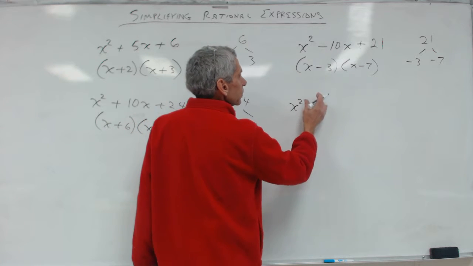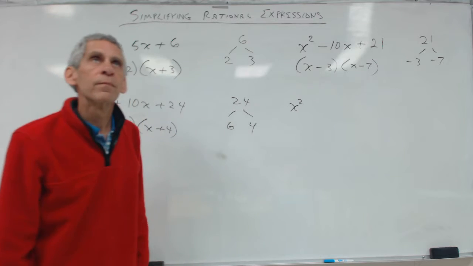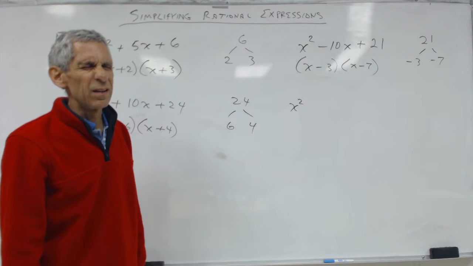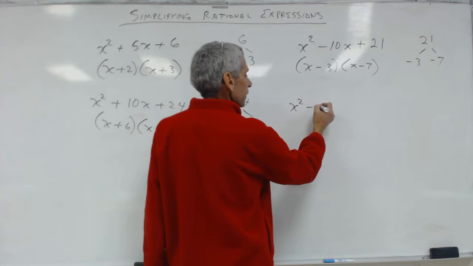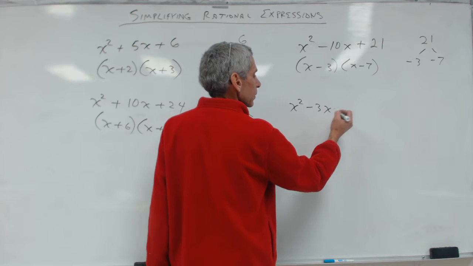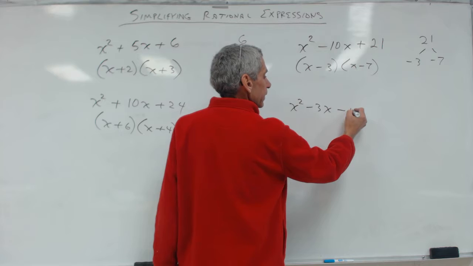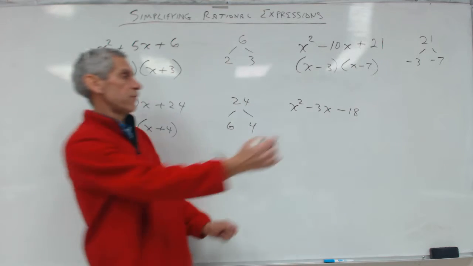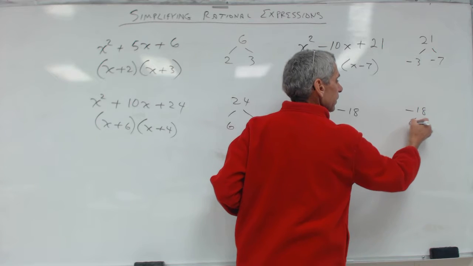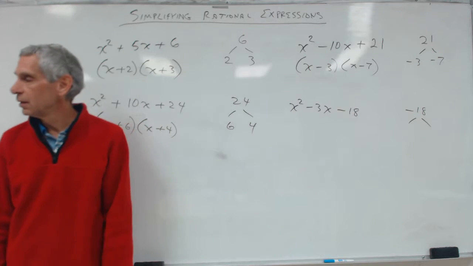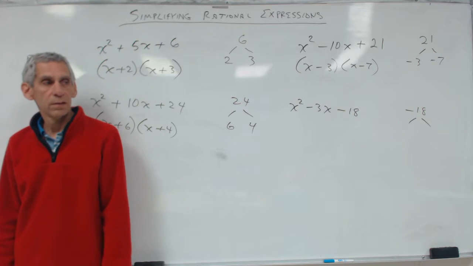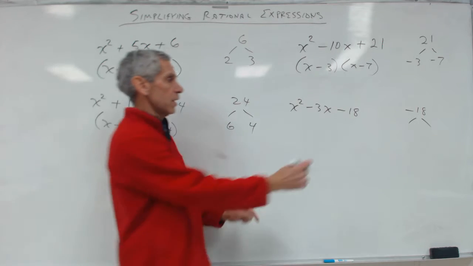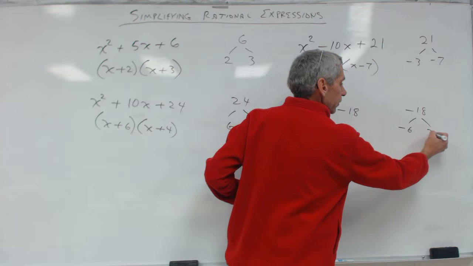x squared, let me think for a second, minus 3x minus 18. Okay, so I'm looking for factors of negative 18 that add to negative 3. It would be negative 6 and 3. Negative 6 and 3. Does everybody agree with that?